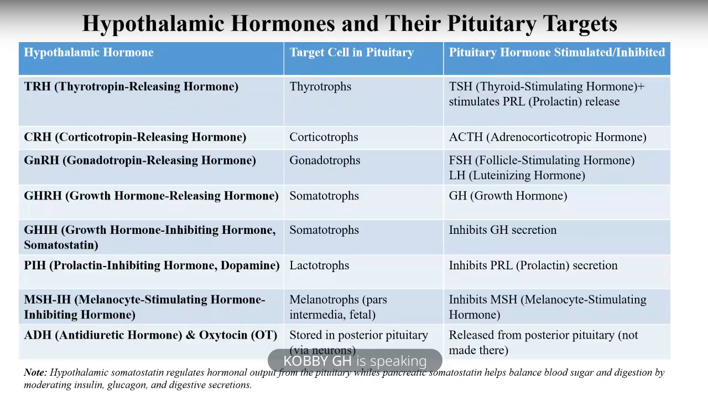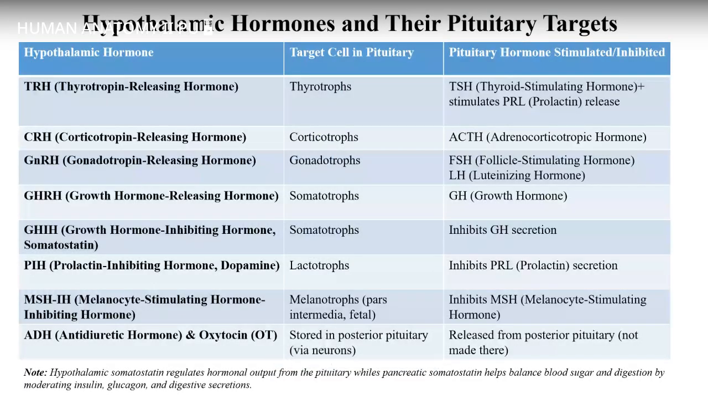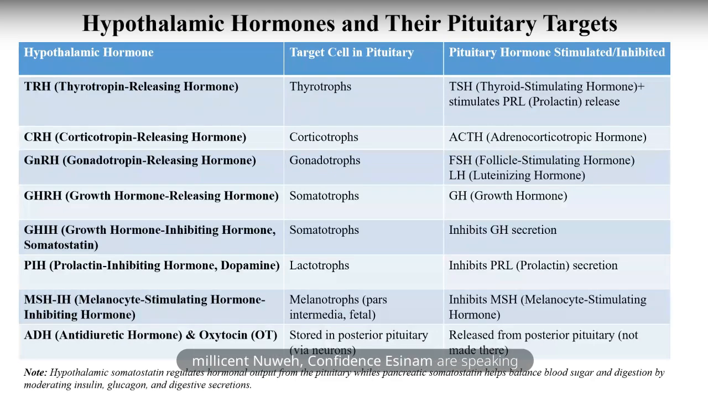Where is it going to? Answer this question first. When the hypothalamus produces the thyrotropin releasing hormone, where is it going to? The anterior pituitary. It releases it into the anterior pituitary. Okay, that is fine.